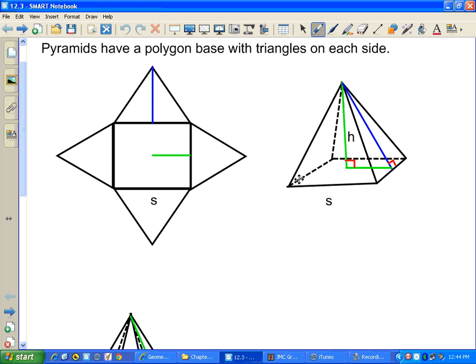This is a square pyramid because it's got a square base. If you notice, when I make the net of the pyramid, there's a triangle that comes off of each side. And in this case, all the triangles are the same because my pyramid is centered. The peak of the pyramid is centered above the square. So in order to find surface area, we're going to need to find the area of the base, and then we're going to have the area of each of these triangles.